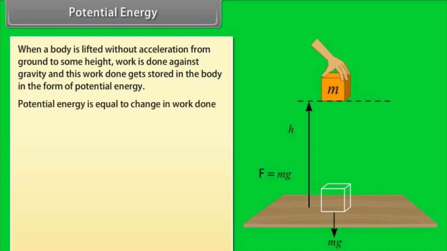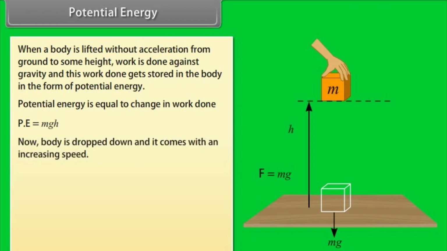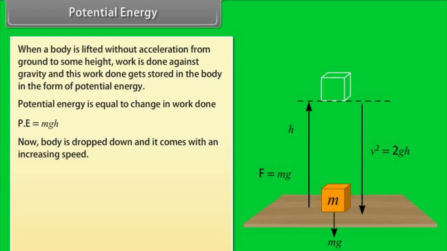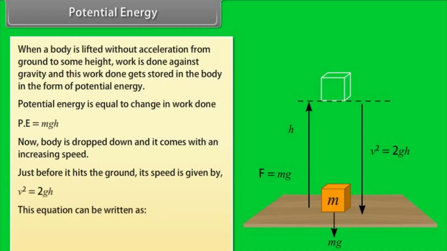Potential energy is equal to the work done. So, potential energy is equal to mgh. Now, the body is dropped down and it comes down with increasing speed. Just before it hits the ground, its speed is given by v square equals 2gh. This equation can be written as half mv square equals mgh.